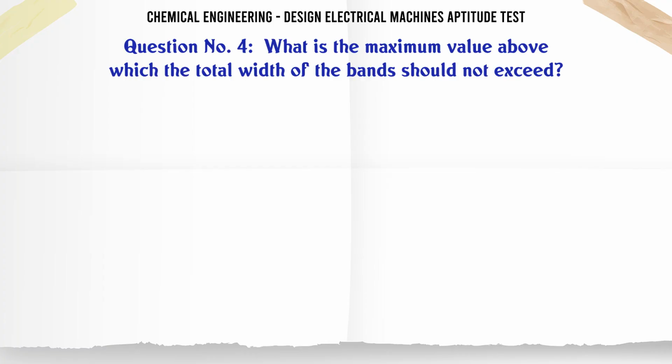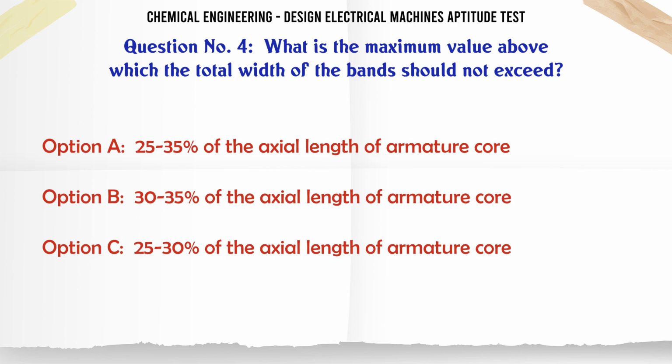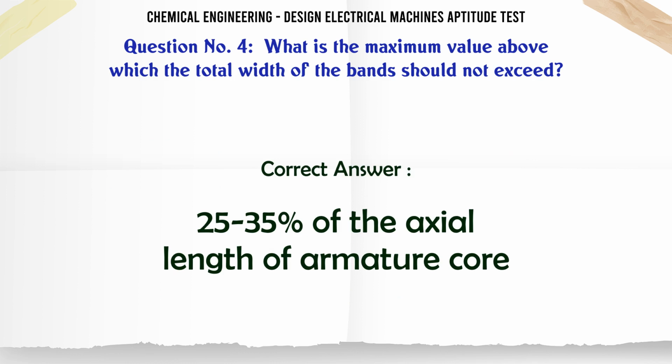What is the maximum value above which the total width of the bands should not exceed? A. 25-35% of the axial length of armature core. B. 30-35% of the axial length of armature core. C. 25-30% of the axial length of armature core. D. 35-40% of the axial length of armature core. The correct answer is 25-35% of the axial length of armature core.